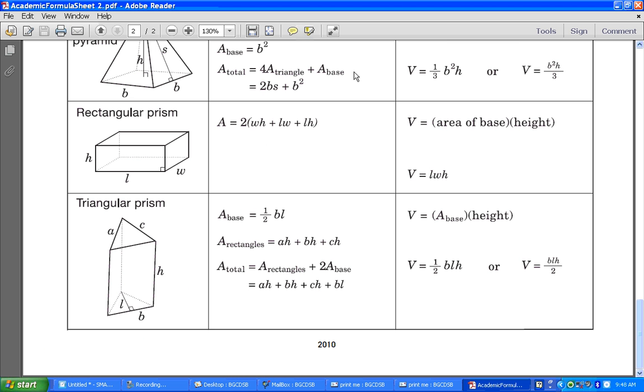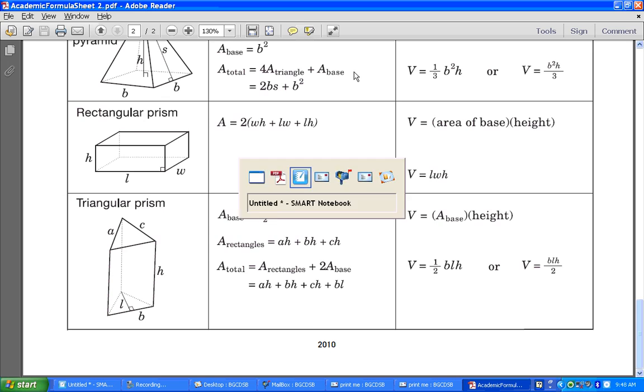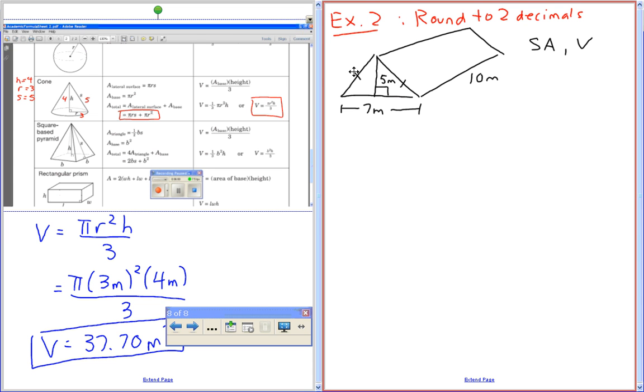L is going to be 5. We know L is 5 right away. L equals 5. B equals 7. H equals 10. And A and C we don't know. Okay, so everyone got that right there? Yep.